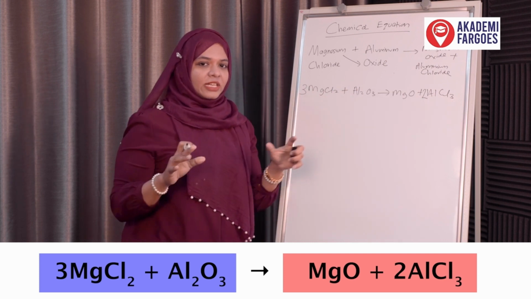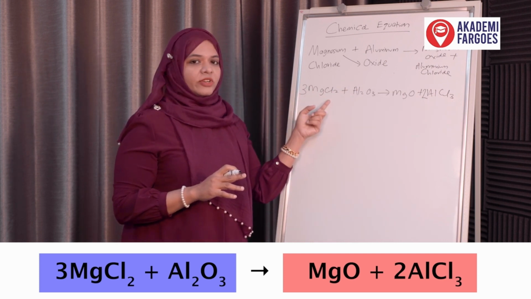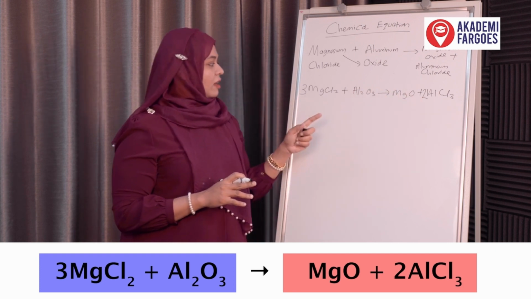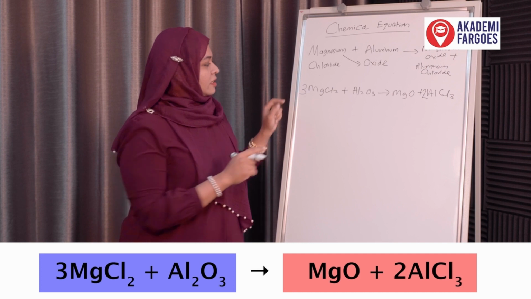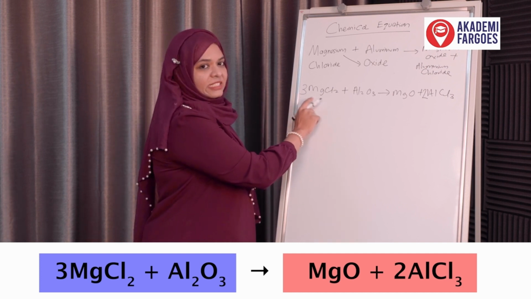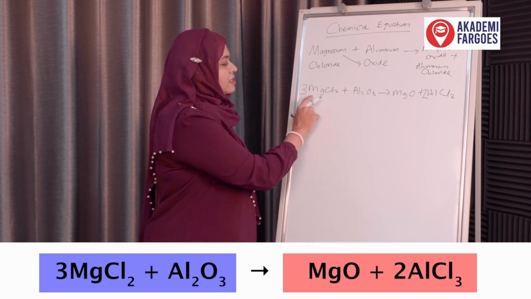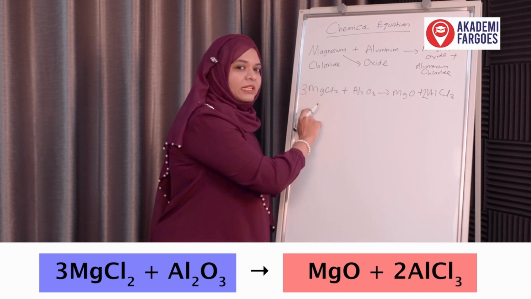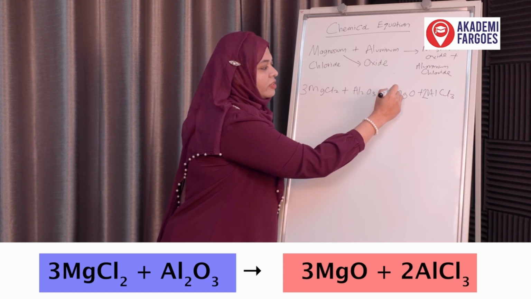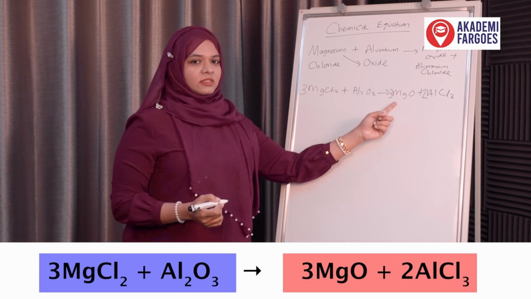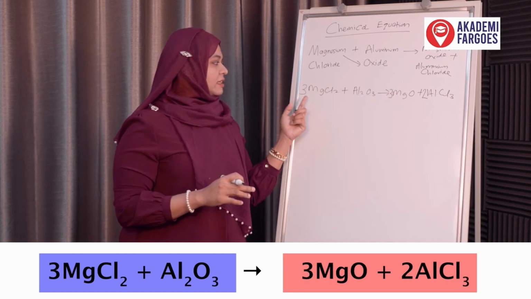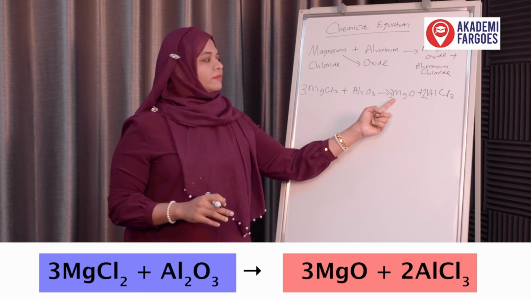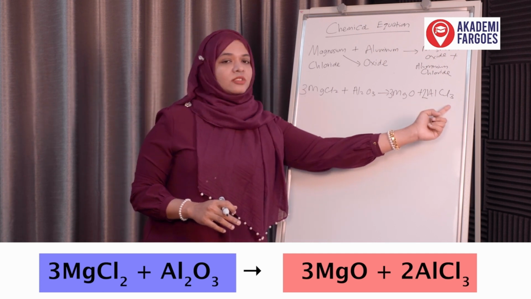So now the chlorine atoms is balanced. 6 chlorine atoms on the left, 6 chlorine atoms on the right. But now, just now magnesium is 1. This is already changed to 3. 3 magnesium, 6 chlorine. This is only 1 magnesium. So you have to balance the magnesium by putting 3 magnesium here. So now we already balance magnesium and chlorine. 3 magnesium, 3 magnesium. 6 chlorine, 6 chlorine.